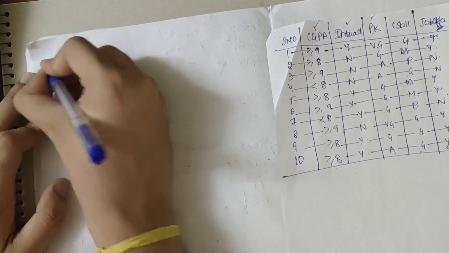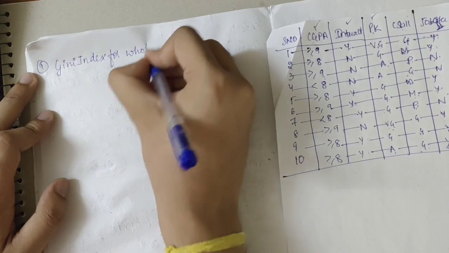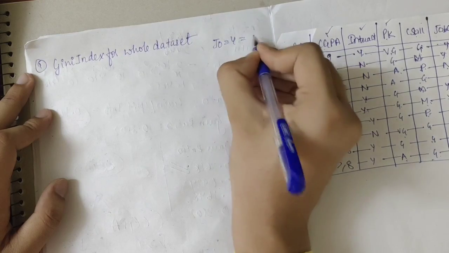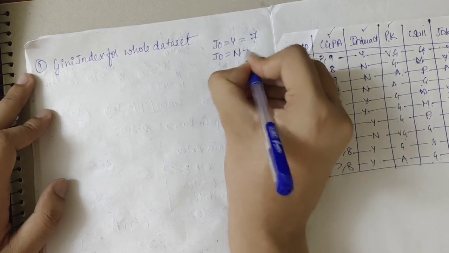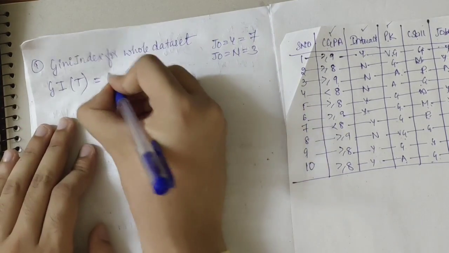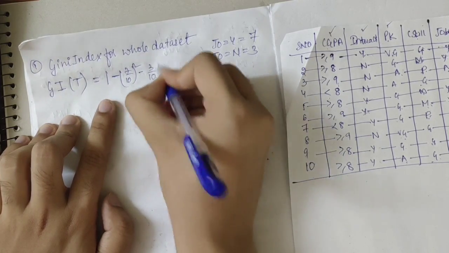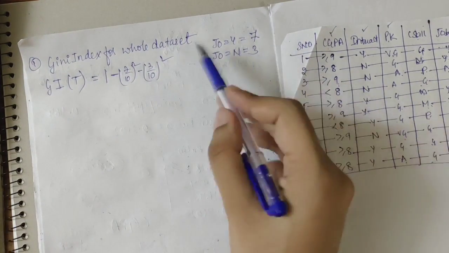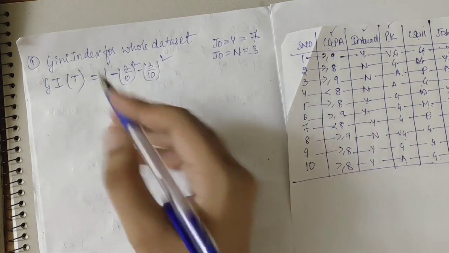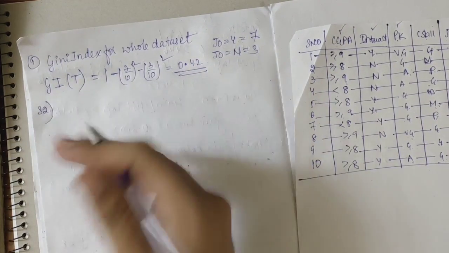We'll start. Firstly, we need to calculate the Gini index for the whole data set. For the whole data set, job offer is yes for 7 instances, and job offer is no for 3 instances. So the Gini index for the whole data set would be 1 minus 7 by 10 whole square minus 3 by 10 whole square. Out of 10, 7 are yes, and out of 10, 3 are no. I need to subtract this from 1 to get the Gini index. 0.42 is the answer. Now the second step, I need to consider each attribute.